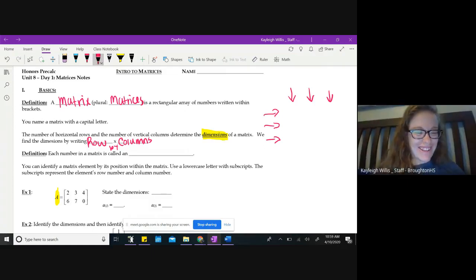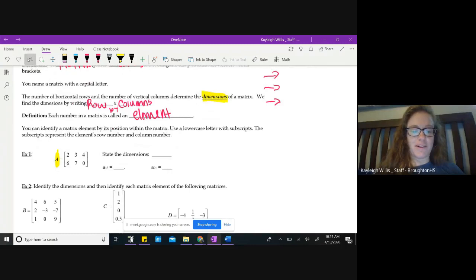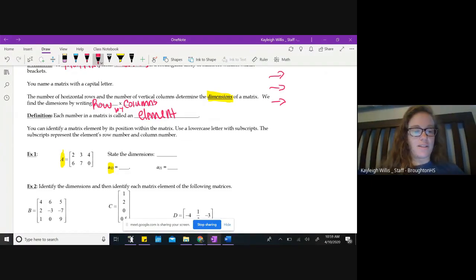All right, so each number in a matrix is called an element. You can identify a matrix's elements by their position within the matrix. In this case, we use lowercase letters with subscripts. You can see the example right here. This is us naming the element. It uses the same letter as the name, but now it's lowercase, and then it tells us the element they want. It goes, again, row by column. They're not trying to trick us, so it's the same order.